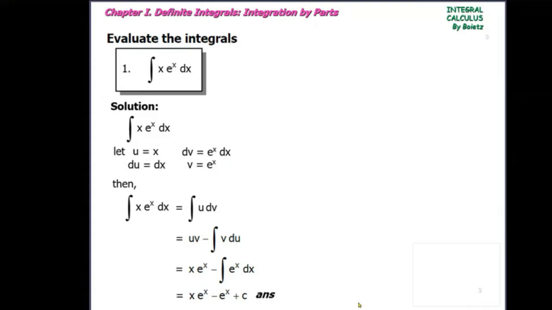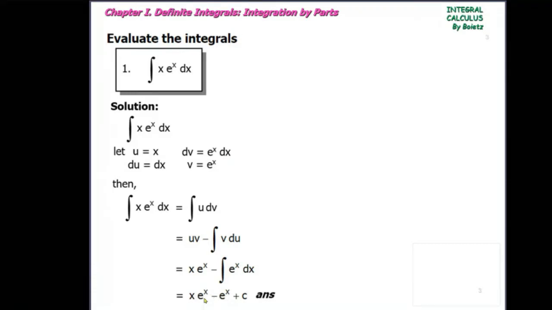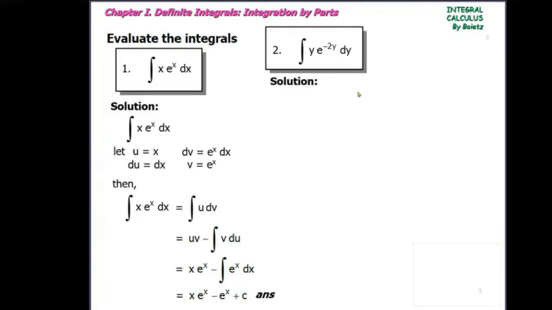Okay. So, we can still factor out e to the x. You can do that yourselves. So, e to the x times (x minus 1) plus c. That is the final answer. Similarly here, it's a bit harder, but quite similar to problem number 1.